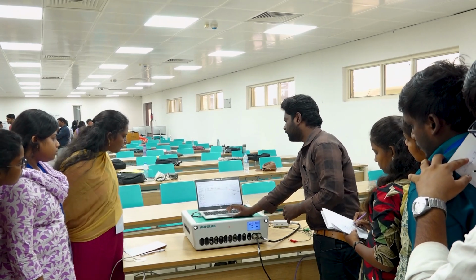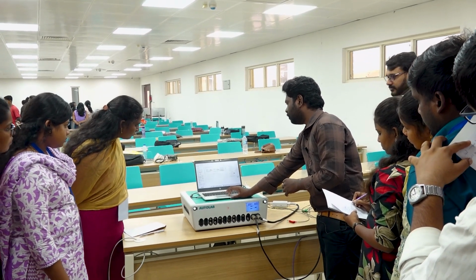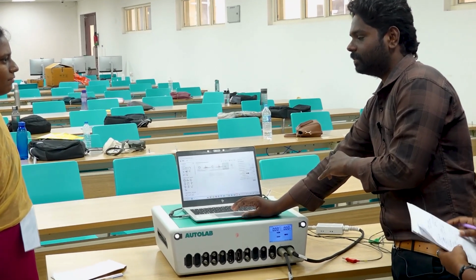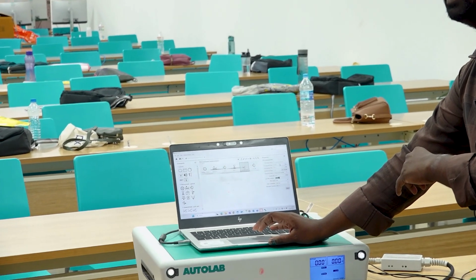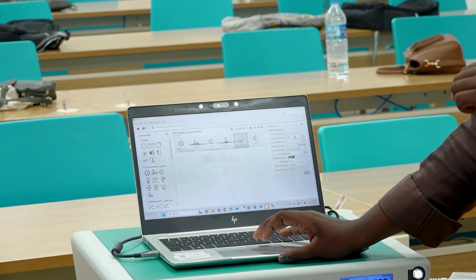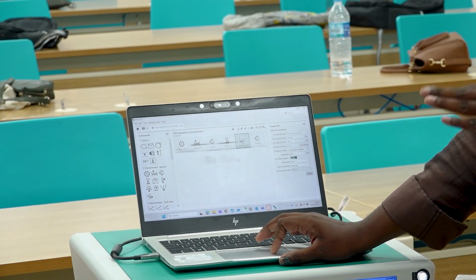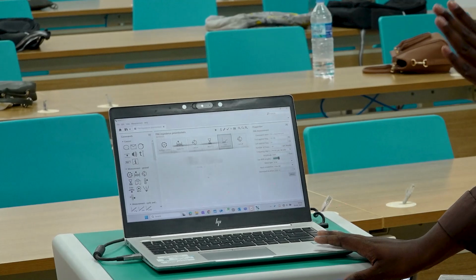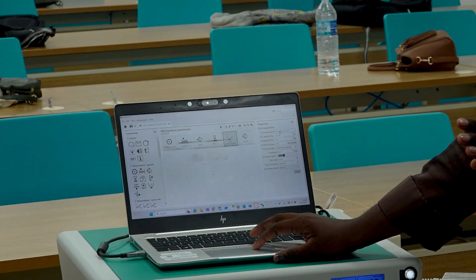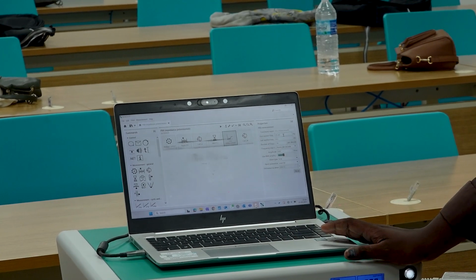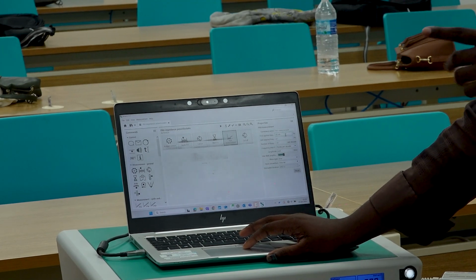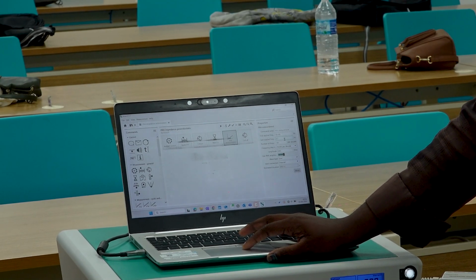Okay, so for that, 1 e power 5 means what? 1 e power 5 means 100 kilohertz. So here we are applying a frequency, right? High frequency to low frequency we are going to apply. So we are going to sweep from 100 kilohertz to 0.1 hertz. The 1 e power 5 is 100 kilohertz. So the last frequency is 0.1 hertz.